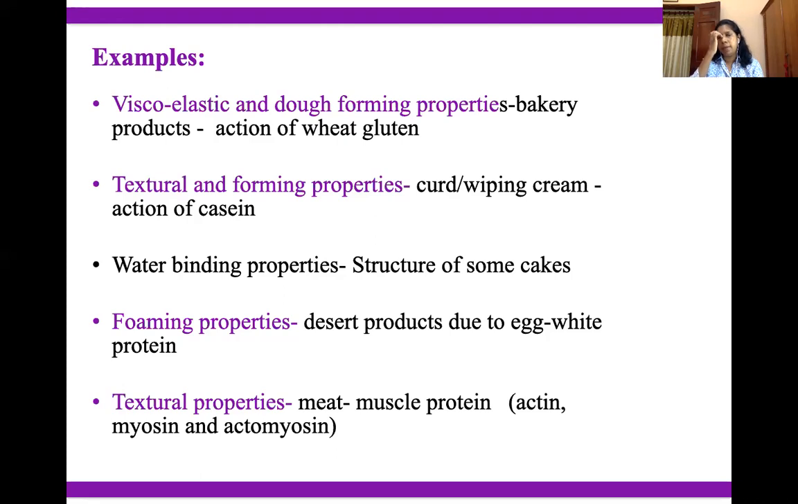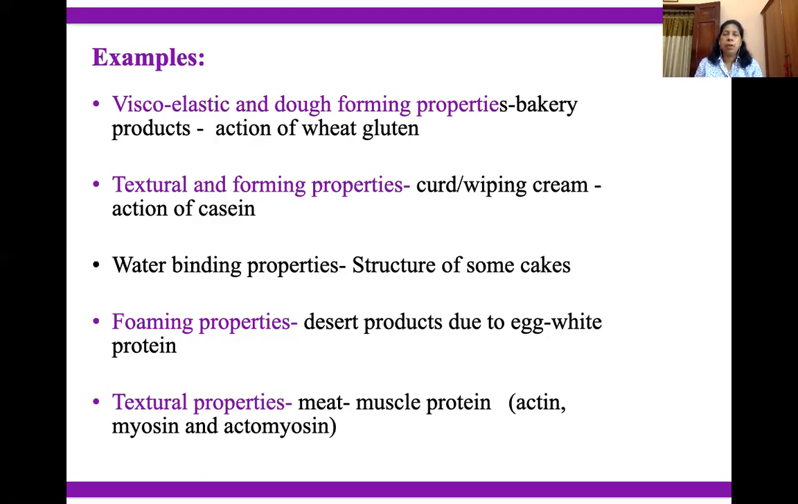The other one is textural and foaming properties. The textural and foaming properties of curd and whipping cream are because of the action of casein. Casein is a kind of protein, and therefore this protein provides the textural and foaming properties. In whipping cream, it is able to entrap air, but in the case of curd, it is entrapping water and giving a very nice texture. Right?